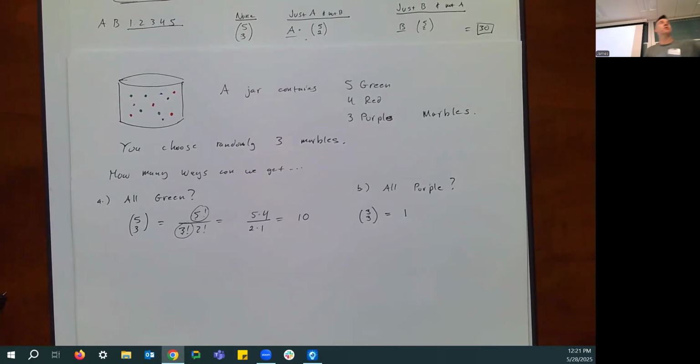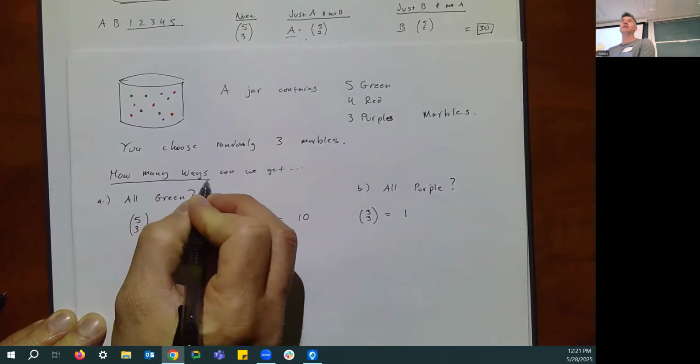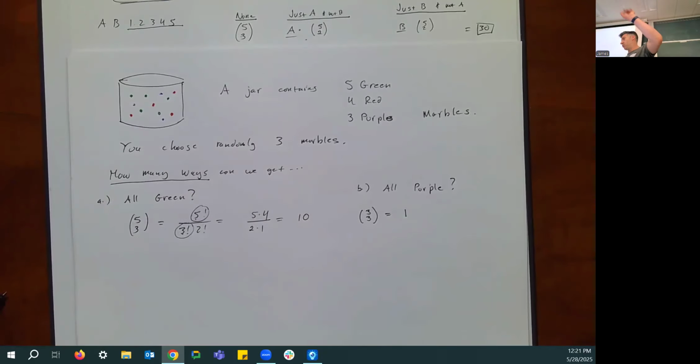Yeah, question. Did you do three choose three over the total number? So we're not talking probability yet. What you're talking about is the probability of picking all green or all purple. What we're counting out is just how many ways instead of probability. But you're right, that is definitely the direction we are headed.